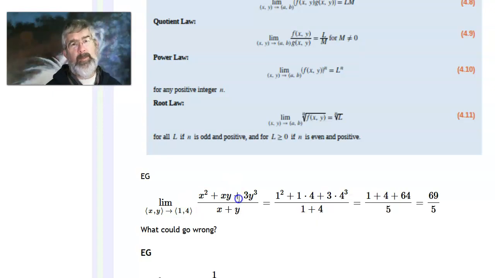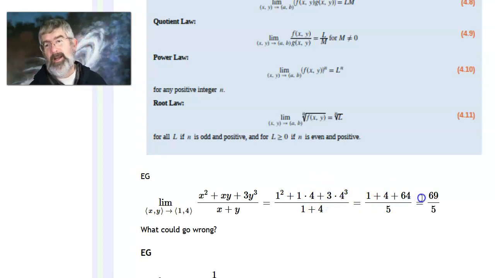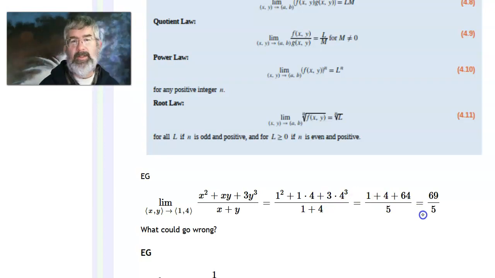They do step after step after step of breaking down all the things, using all these rules, to essentially show that if nothing goes wrong, you can just plug in the numbers. I just plug in the 1 for x and the 4 for y. The only thing that could go wrong in this case is that I might be dividing by 0, but 1 plus 4 is not 0, so nothing goes wrong, and I end up with the limit being 69 over 5.